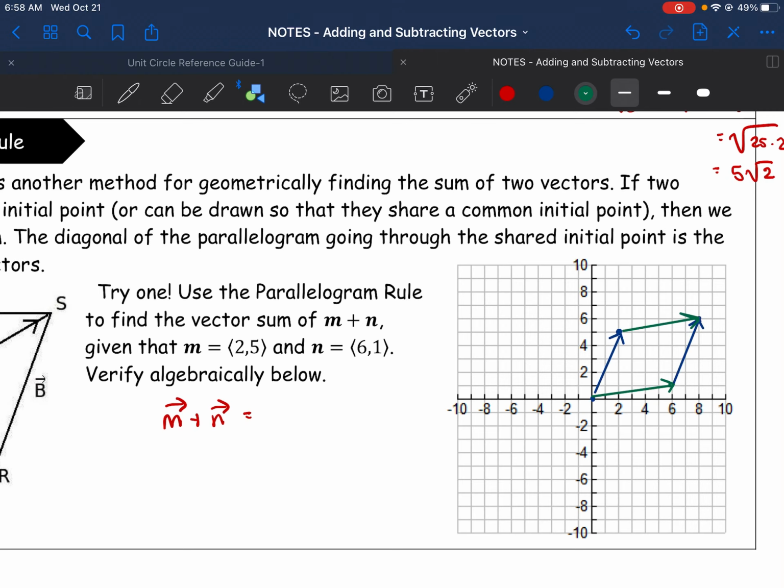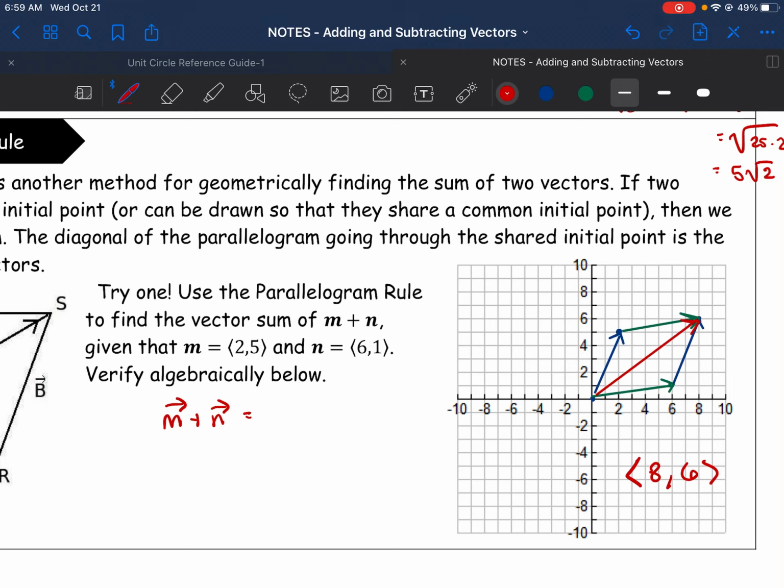And what ends up happening is the resultant vector is the diagonal going through the initial point. So that vector in red that I've drawn is our resultant vector. And we can go ahead and count to find the horizontal component and the vertical component. Horizontally, we're going from 0 to 8. So our horizontal component should be 8. The vertical component, once you've gone from 0 to 8, you go up 6. So the vertical component is 6.